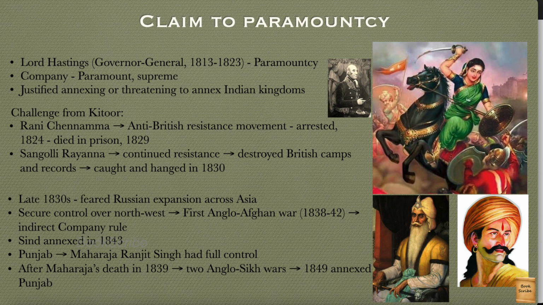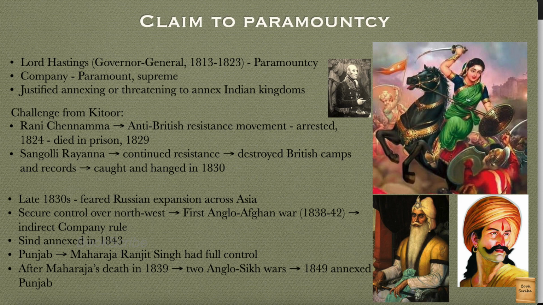So the next stage in British annexation policy is the Paramountcy. This happened under Lord Hastings, who was the Governor General from 1813 to 1823. But this is not Warren Hastings. This is the Marquess of Hastings, by the name Francis Rawdon Hastings. Paramountcy means the ultimate authority, the supreme. So the company claimed that they are the ultimate authority of the Indian subcontinent.